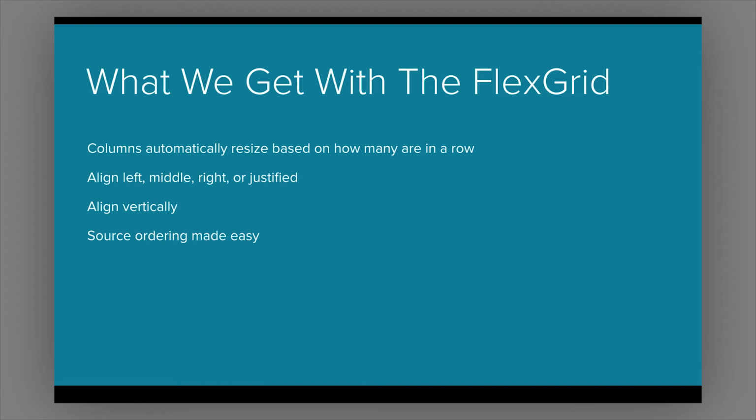Also, you can align your columns vertically. So the content in your column inside of your rows can be aligned vertically. So you can have them aligned to the top, middle, or bottom. And then source ordering is really easy with the Flexbox grid, and it's even simpler than it is with the float grid.